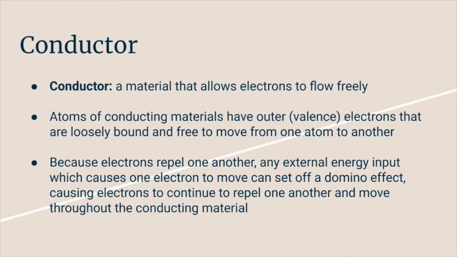Because electrons are going to repel each other, right? We know that like charges repel. If we add a certain amount of external energy to cause just one electron to move, right, away from its atom, this one move can set off a sort of domino effect which causes all the electrons down the line to continue to repel one another and move throughout the entire length of the conducting material.